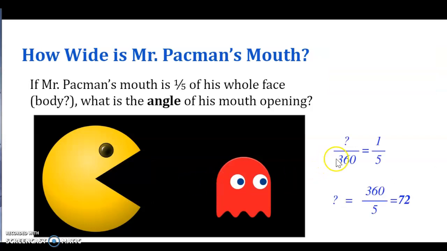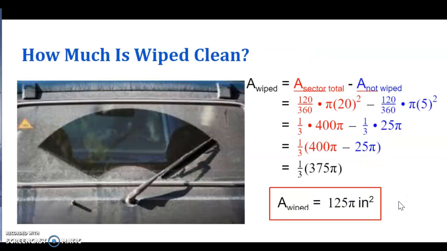Because we're really talking about ratio, the 1/5 of his whole face or body is his mouth. That means the 1/5 is really some theta divided by 360. So this is the theta degrees here. Then multiply both sides by 360, and you get 360 divided by 5 is equal to the unknown angle, which is 72 degrees. Okay? So we know that it's 72 degrees.